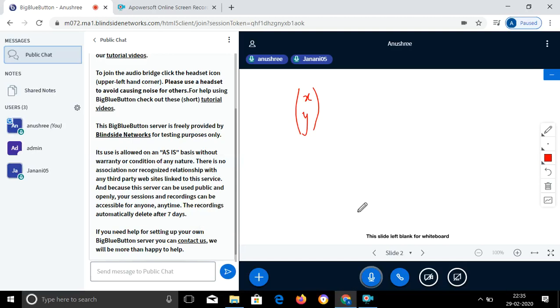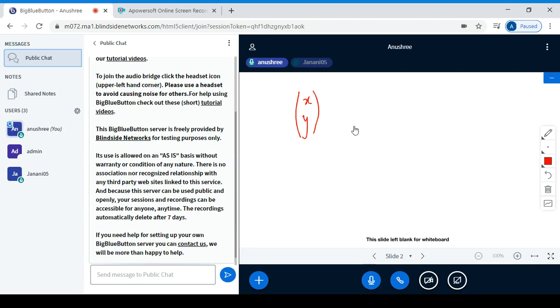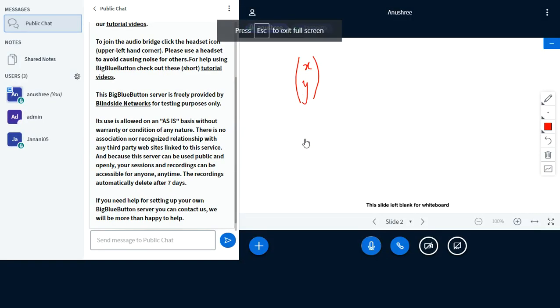Given figure 2 units in forward direction, or in x-axis, and whatever is written downwards, that means it's in y-axis.